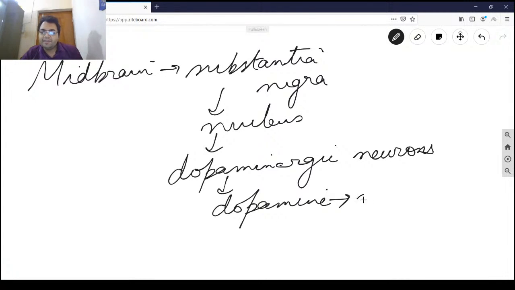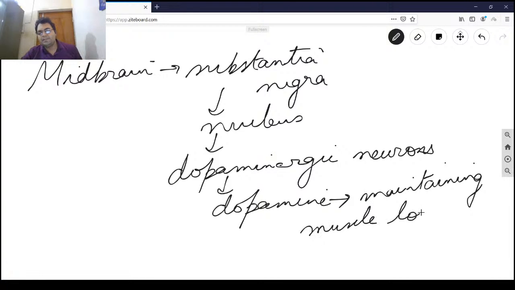For maintaining the muscle tone, and our mood also. Maintaining the muscle tone, because if dopamine secretion is less, then muscle tone goes wayward. So that is one of the best examples of the usage of dopamine.